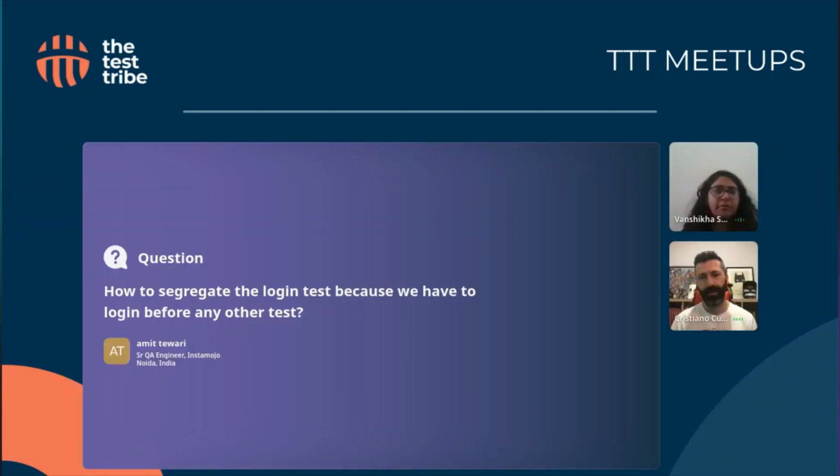Understood. I hope that answers your question, Madhu. We have one last question from Amit. How to segregate the login test, because we have to log in before any other test?